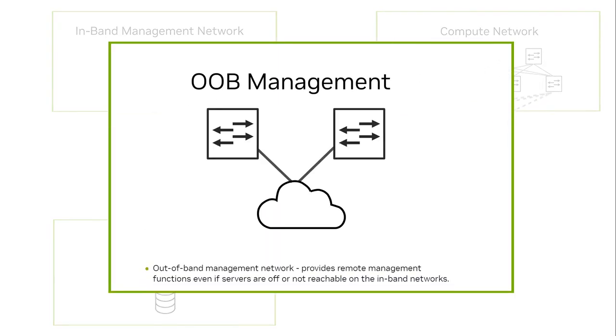An out-of-band management network provides remote management functions even if servers are offline or unreachable on the in-band network. It provides remote power control, a remote serial console, and temperature and power sensors. A separate network ensures that management traffic does not interfere with other cluster services or user jobs.